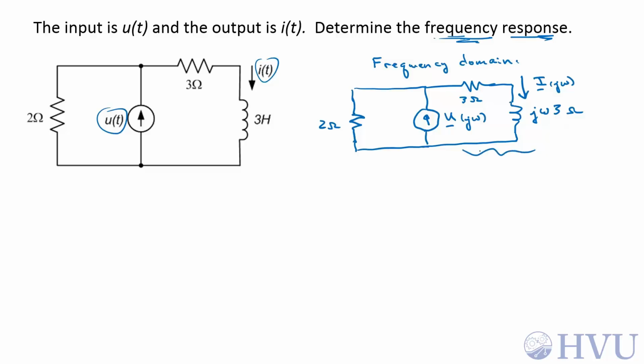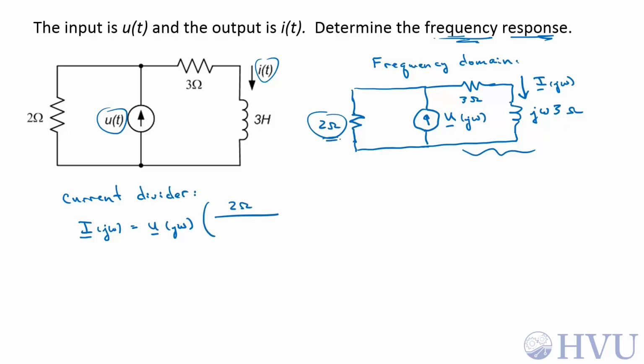Now if we combine these impedances, we have 2 circuit elements that are in parallel. We know the current into the combination, so we can use a current divider. So the current I(jω) is equal to the input current, U(jω), times this other impedance, 2 ohms, over the sum of this impedance and this total impedance, so 2 ohms plus. These 2 elements are in series, so the equivalent impedance over here is going to be 3 plus j3ω ohms.